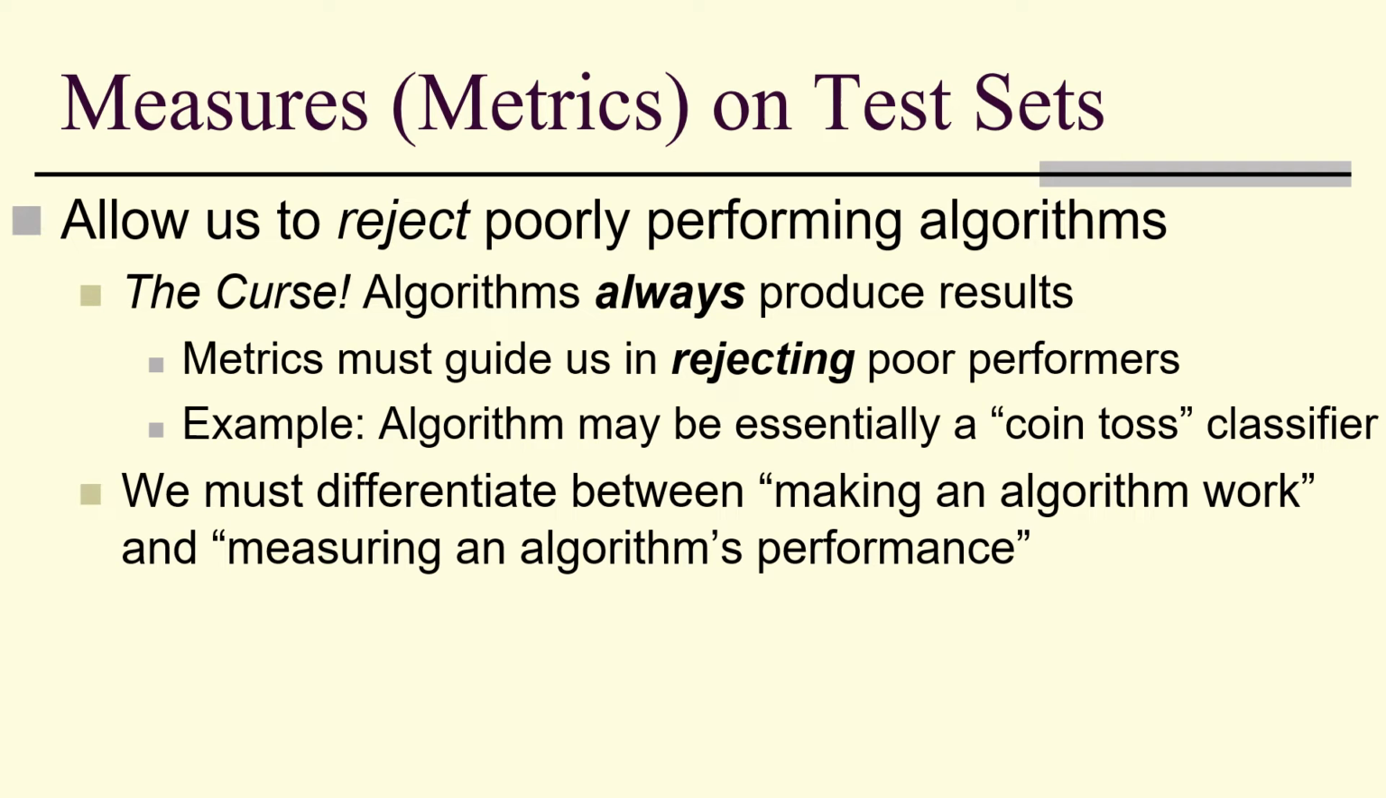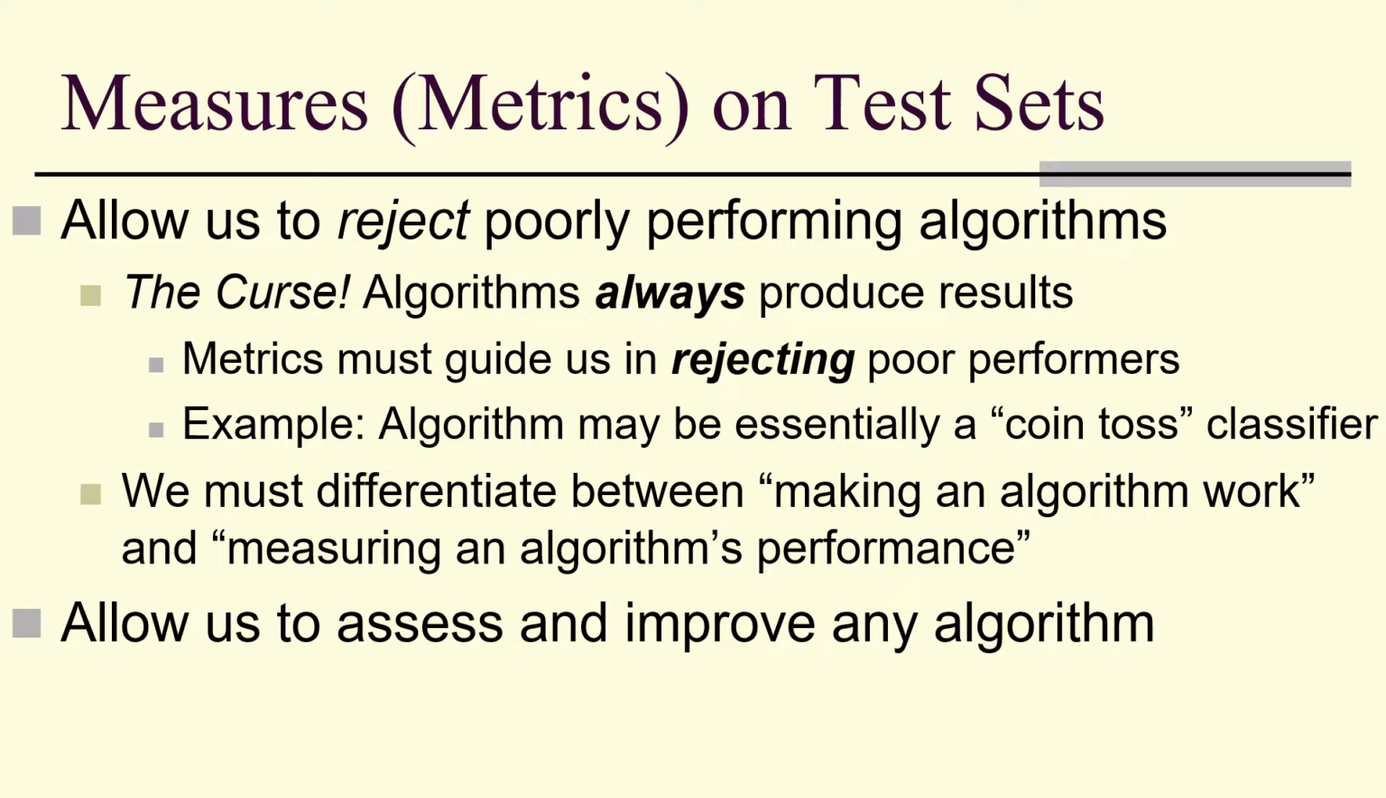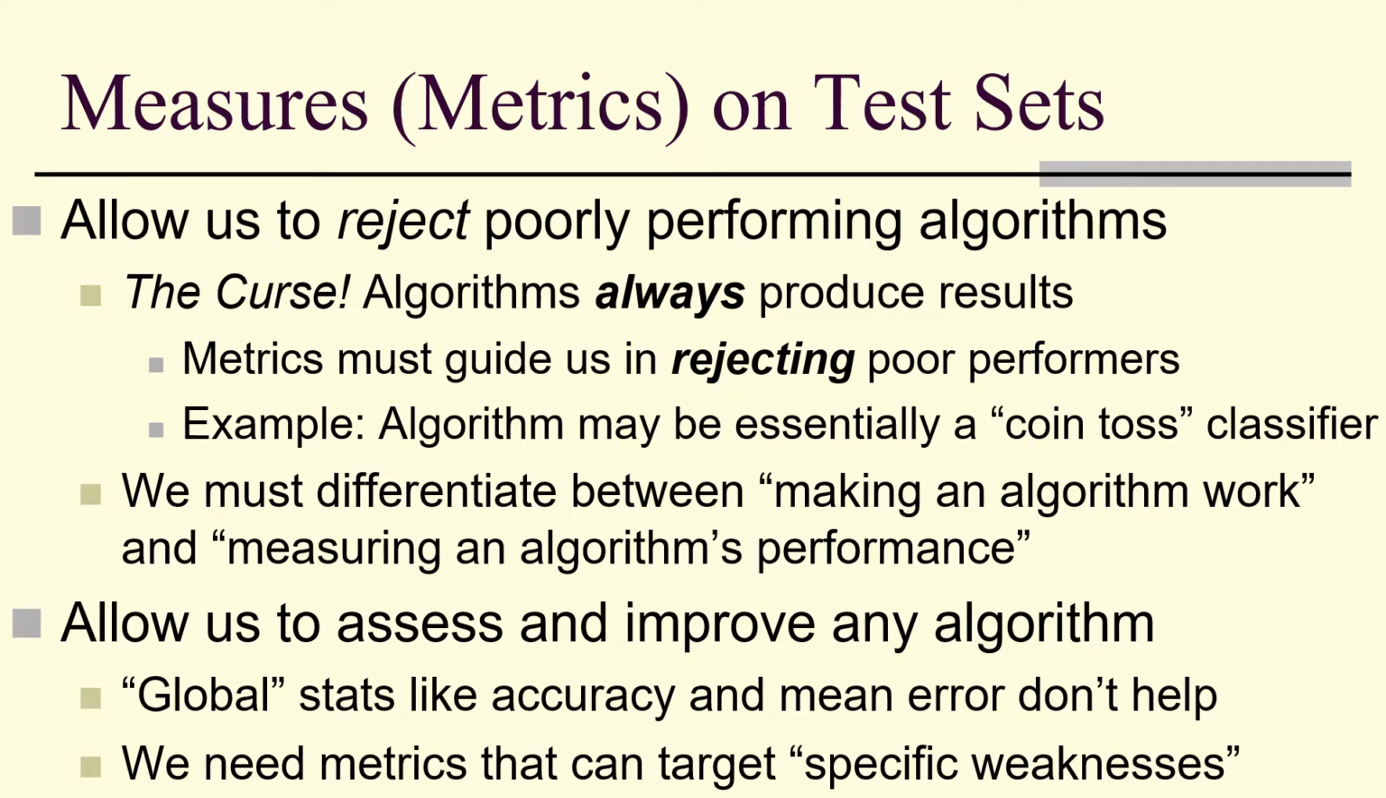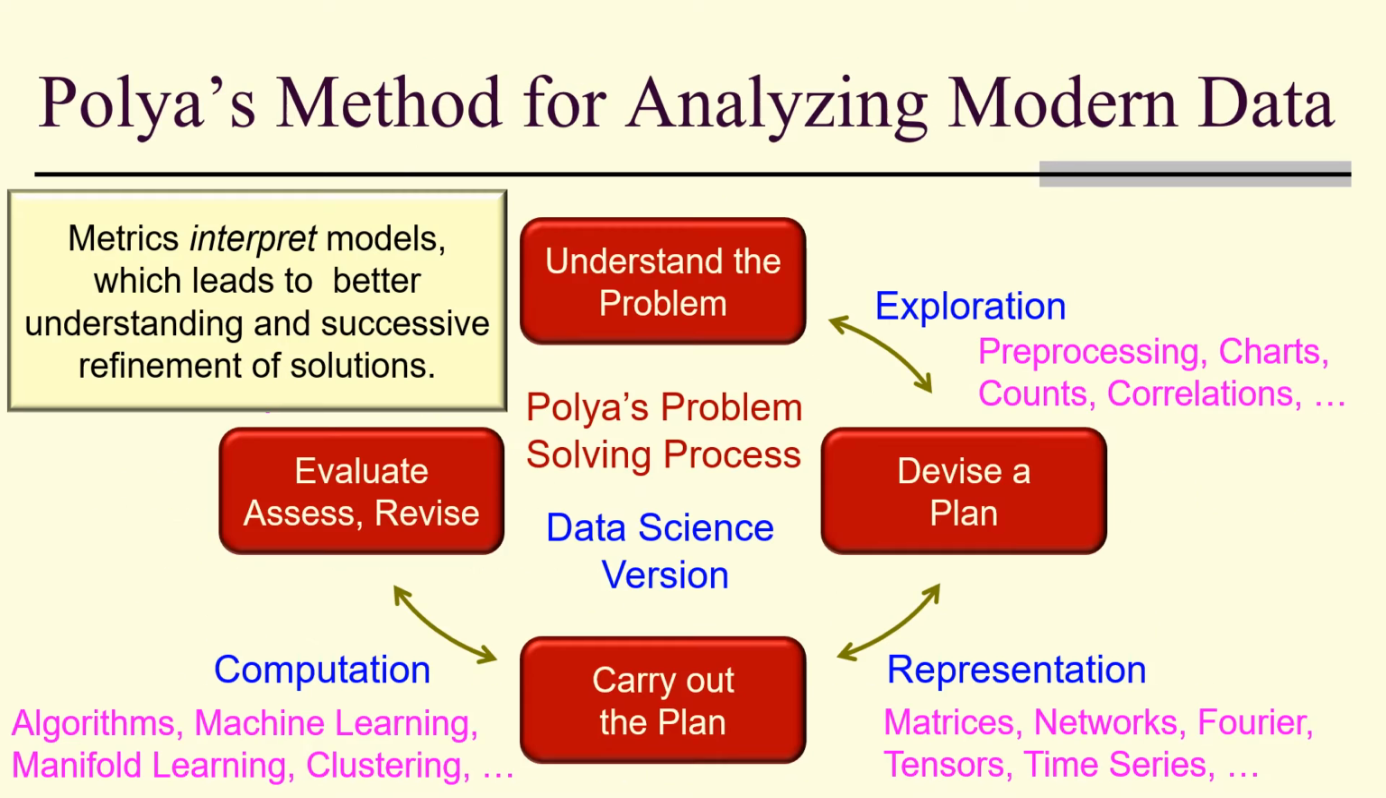We have to differentiate, therefore, between making an algorithm work and measuring an algorithm's performance. And our emphasis here is on the latter. We need to assess and improve algorithms. We don't want to get trapped into using global statistics like accuracy and mean error because they don't help us refine our solutions. We need metrics that can target specific weaknesses.